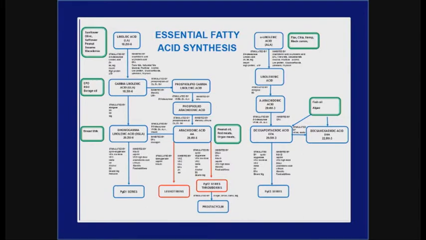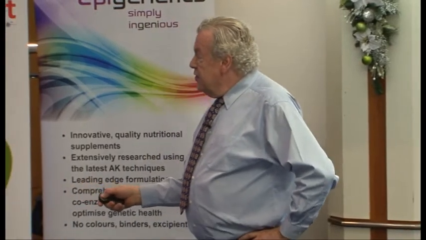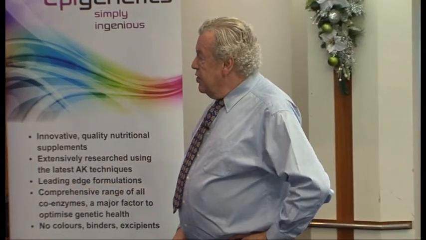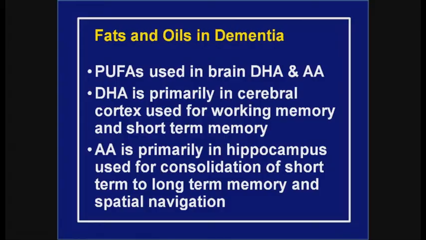So that's basically the chart in a nutshell. So let's have a look at various bits in more detail. So GLA, as we said, is rich in blackcurrant seed oil, evening primrose oil, borage oil. Polyunsaturated oils in the brain, which, as we said, are arachidonic acid, which is AA, and DHA.